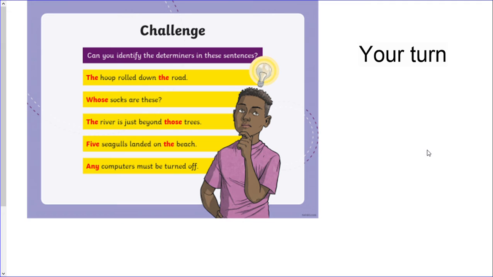It's now your time to do your GPS for today that's in your pack. So pause the video. Once you've finished, unpause the video and get ready for your English lesson for today.